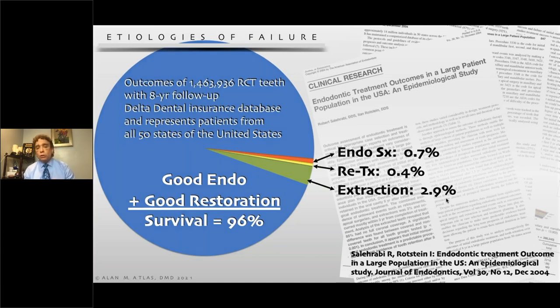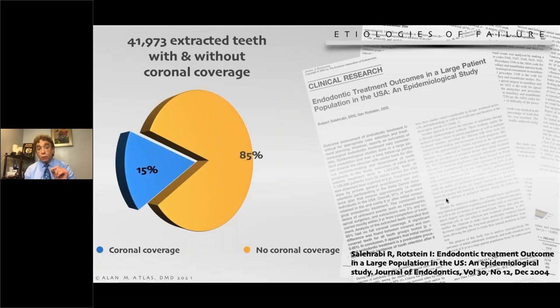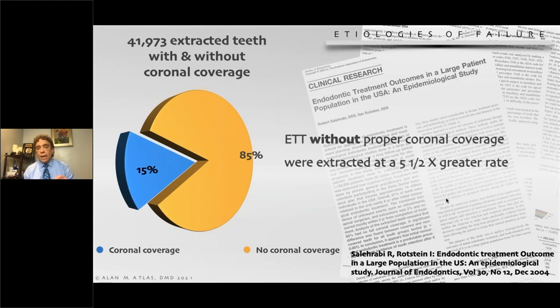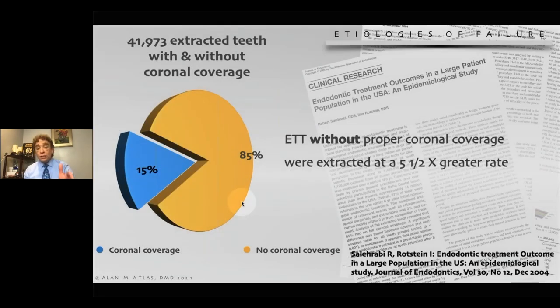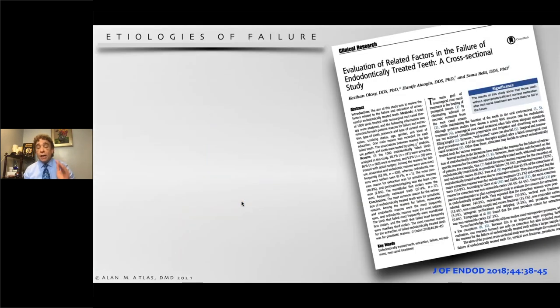But when we look closer to the failures, and we saw there were almost 42,000 extracted teeth with and without coronal coverage, what we see is this. Endodontically treated teeth that did not have proper coronal coverage were extracted at a 5.5 times greater rate. So if we can improve this problem right here, we can cut down the failures even greater. So there it lies. All these teeth had an issue, mostly because they weren't restored properly.